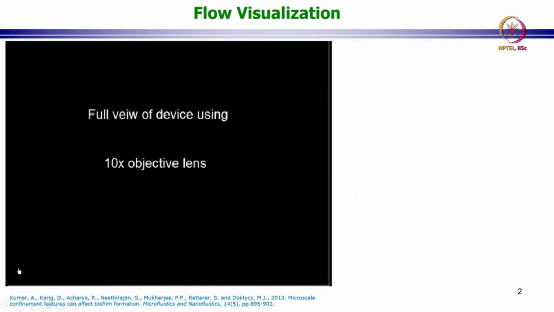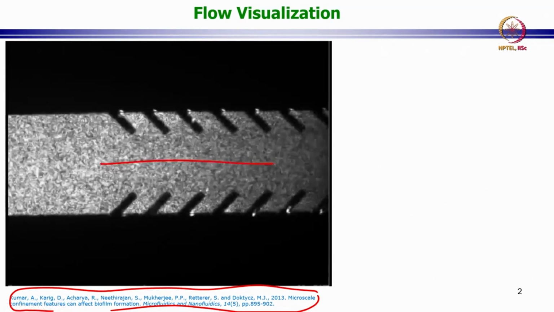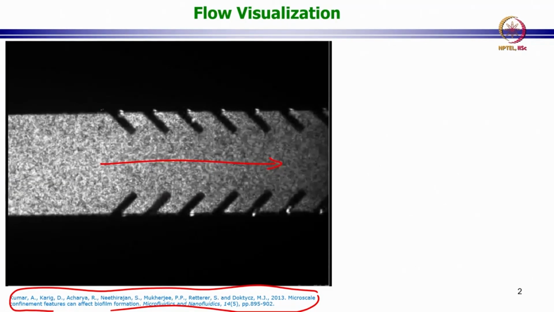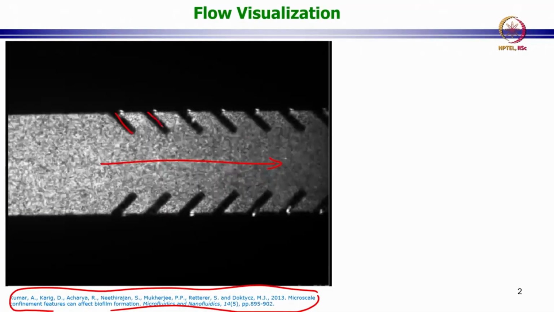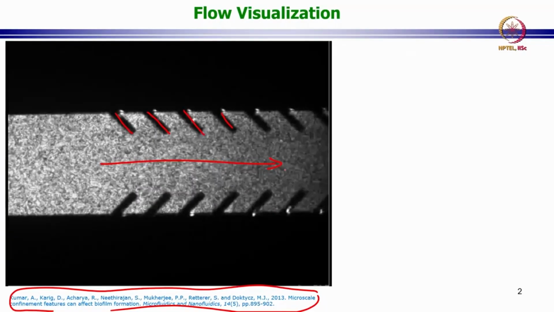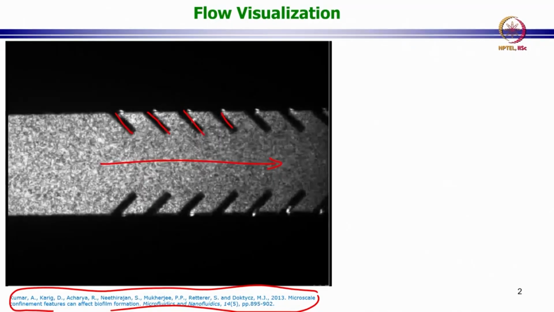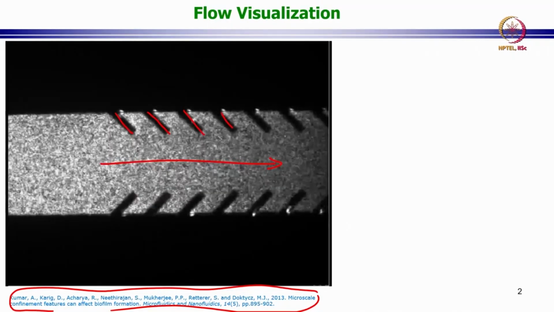The relevant literature is right here. This is actually taken from one of my papers, which was published quite some time ago. But you have flow in a microchannel, and so you have flow that is going this way, and this is a microfluidic channel, and you have these walls right here, and your flow is going this way. The flow is seeded with particles. In fact, it is seeded with so many particles that it is difficult to make out the individual particles.